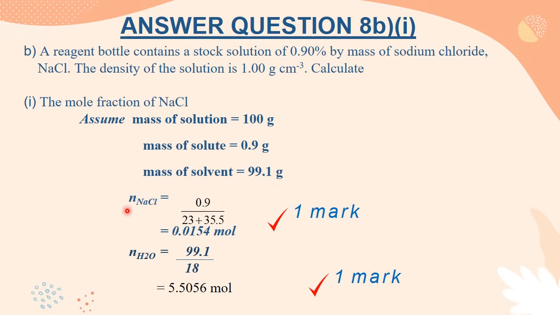Okay, then kita boleh cari mole of sodium chloride. Kita dah ada mass of solute. Okay, daripada mass of solute, we can calculate number of mole of sodium chloride. Okay, so kita ada sekarang ni mole of sodium chloride ataupun mole of solute 0.0154 mole. Okay, kemudian kita nak cari mole of solvent. Okay, ambil daripada ni lah, mass of solvent divided by 18. Okay, so you dapat mole of solvent.